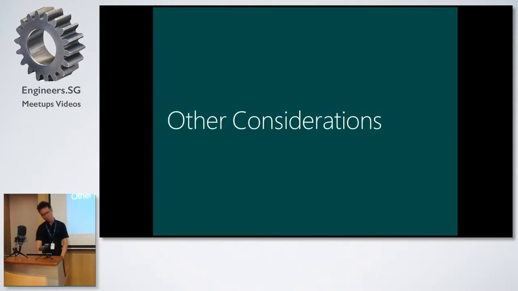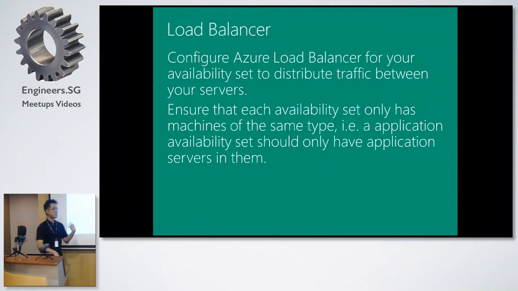Now we're going to talk about other considerations when you deploy your app. As with any production setup, you want to achieve some form of high availability. There you can deploy the Azure load balancer to load balance your application between the availability sets. When you do this, you need to ensure that each availability set only has machines of the same type. Let's say you deploy all your front-end applications in one availability set and your database applications in another availability set. This is so that when it scales up and down, you don't have a strange number of virtual machines running different things at the same time.